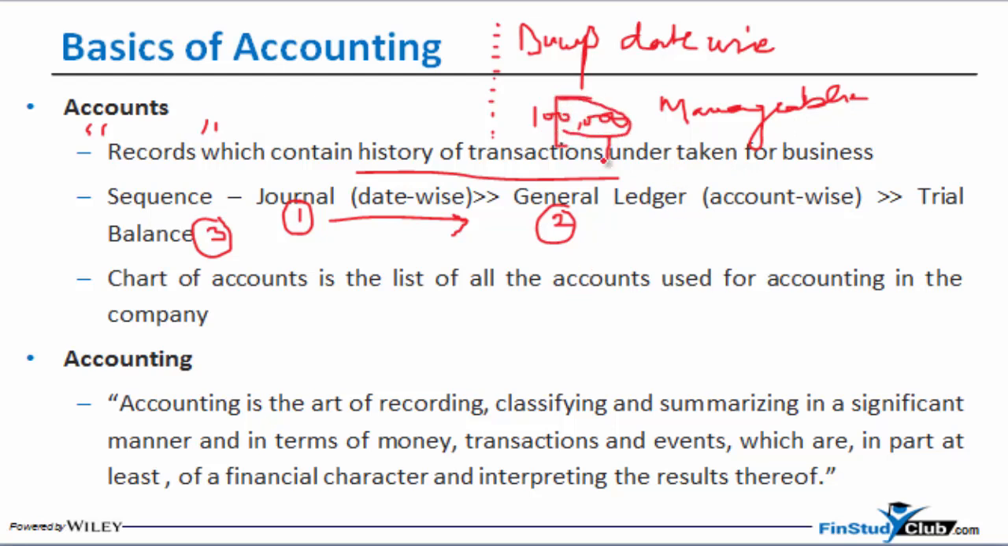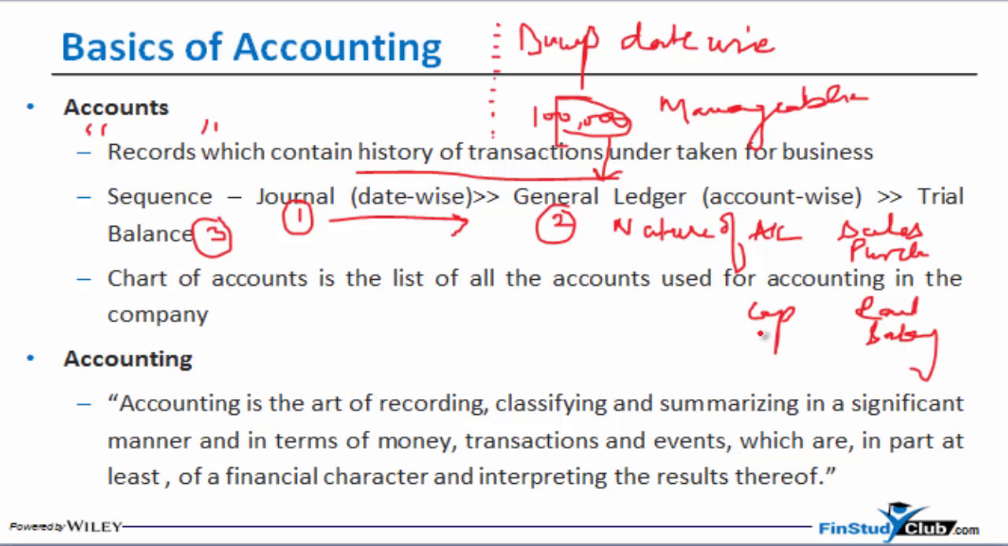So the classification part is done in something called the general ledger. What is a ledger? A ledger is basically one particular nature of account. Let me give you some examples. Let's say sales is a ledger, purchase is a ledger, rent is a ledger, salary is a ledger, capital is a ledger, equity share is a ledger, preference share is a ledger.